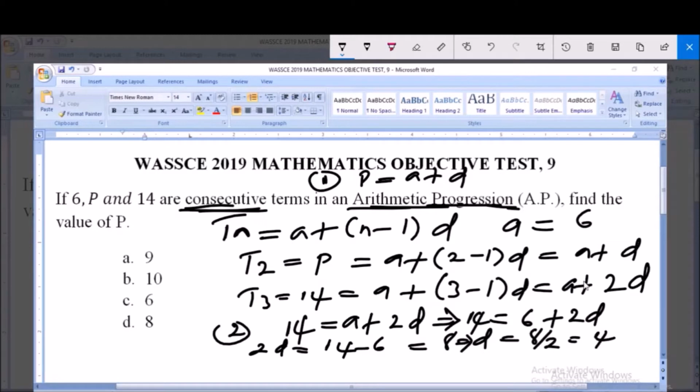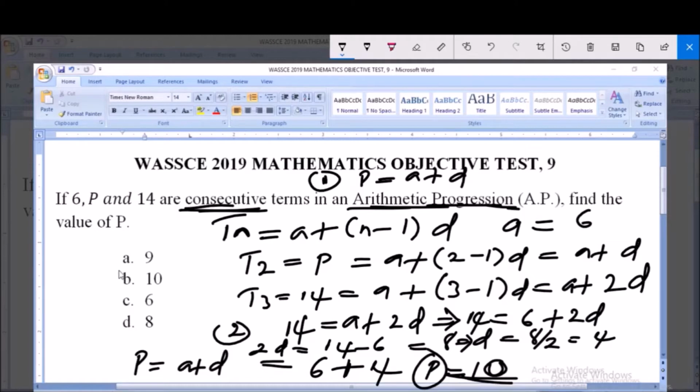Now what we are asked to find is p. And from equation 1, I told you that p is equal to a plus d. Our a is the first term, which is 6, plus d, the common difference, which is 4. So 6 plus 4 is equal to p. So p is equal to 10. The answer to this particular question is p equals 10, and that's option B.